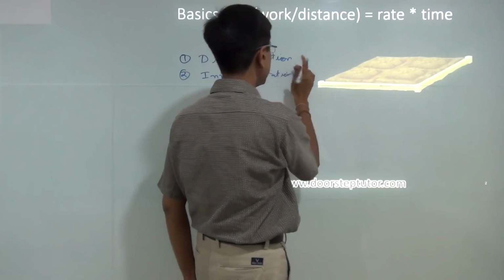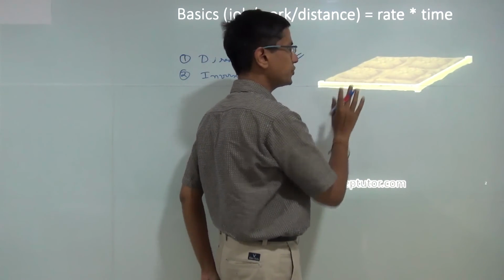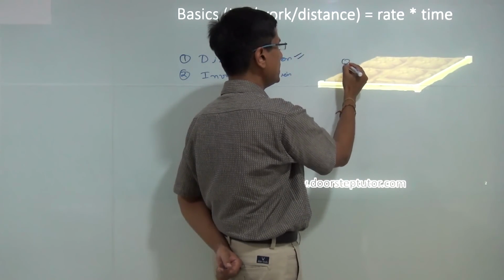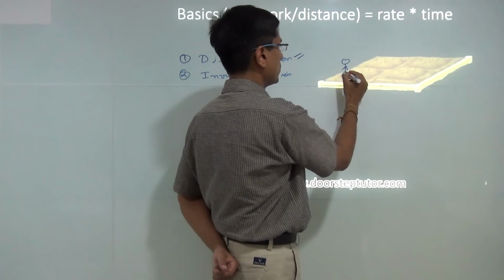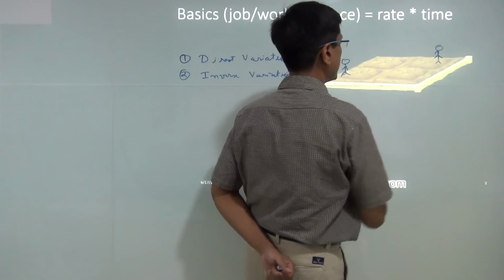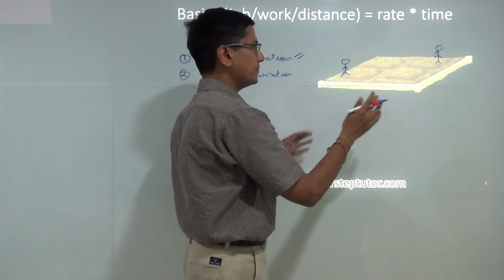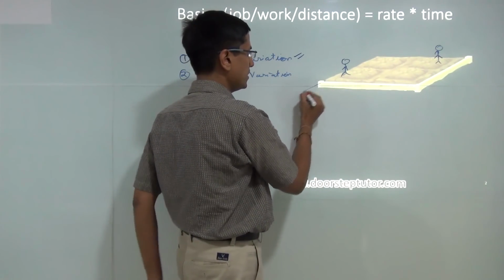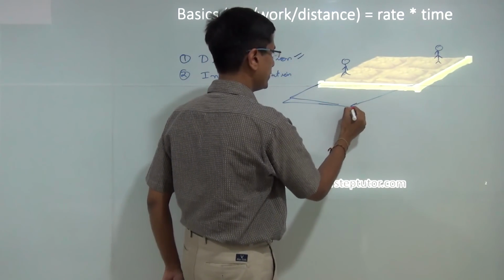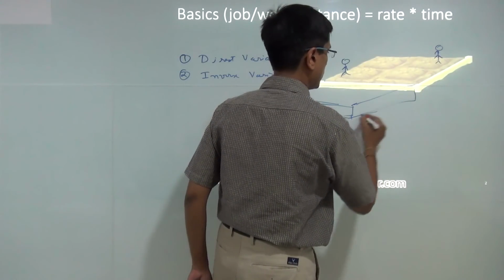Direct variation, let's understand direct variation first. So here is a field which needs to be plotted. Something has to be shown in the field. So I have called in two workers who are working in this field. Now if I increase the area of this field, I make it twice as much, so I have increased the area of this field by 2, I have made it 2 times.